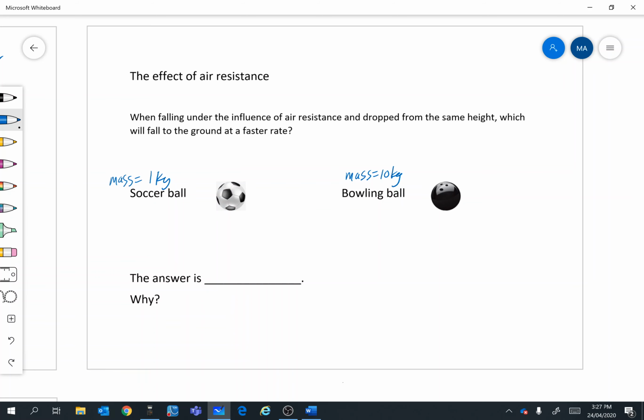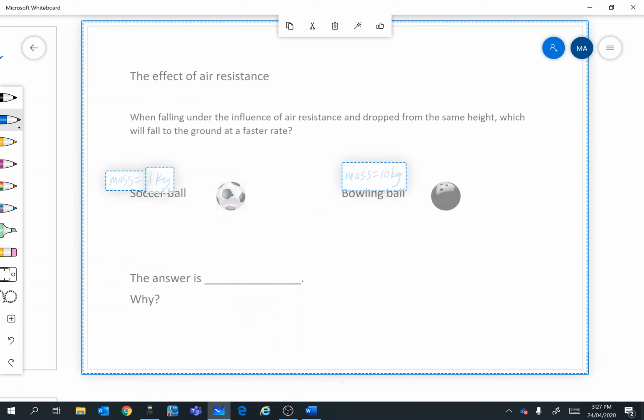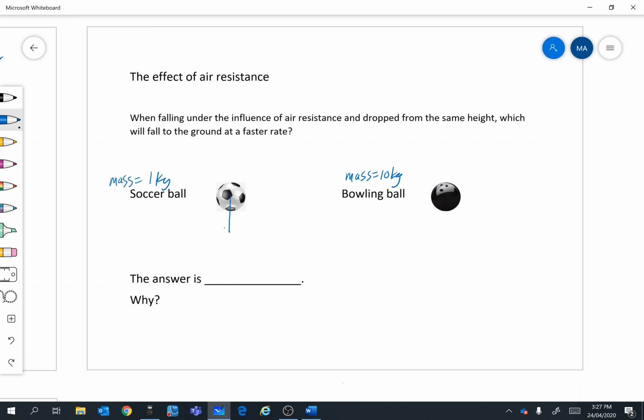So, when they're falling through air, the soccer ball will have force due to gravity downwards. So that is going to be, I'll just call it Fw for weight force, is mass 1 kilogram times acceleration due to gravity, 9.81. So 9.81 newtons downwards.